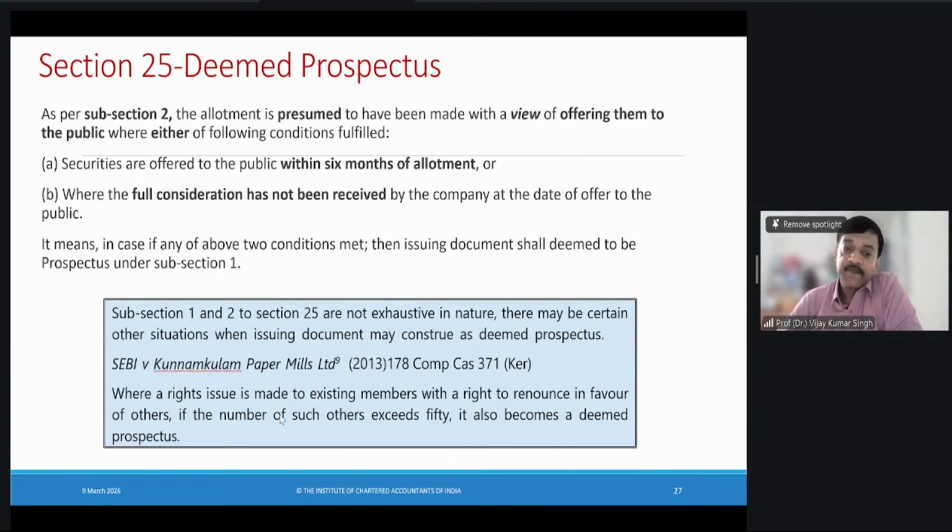So in this case, what has happened? There was a company and they made a rights issue. Rights issue means what? What is rights issue? Can you answer? What is rights issue?